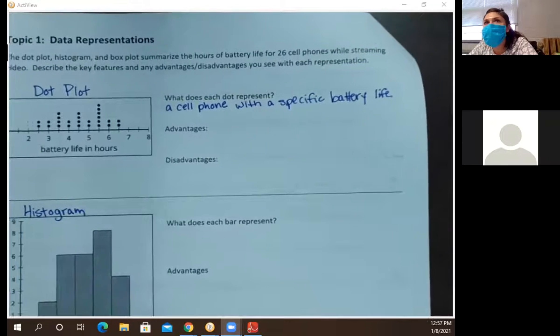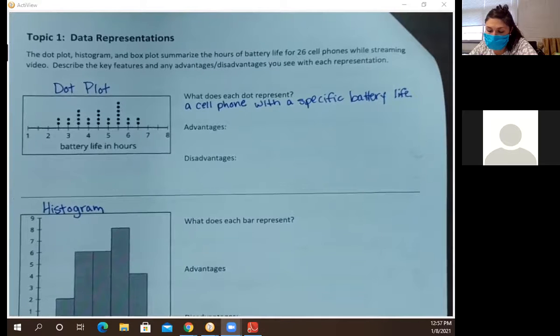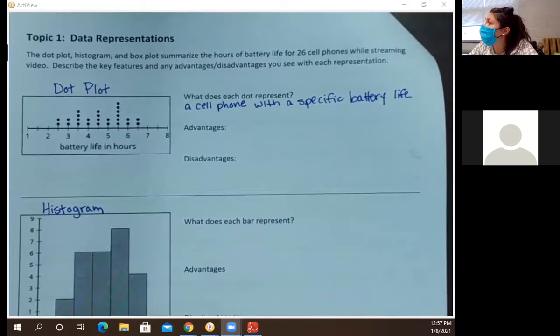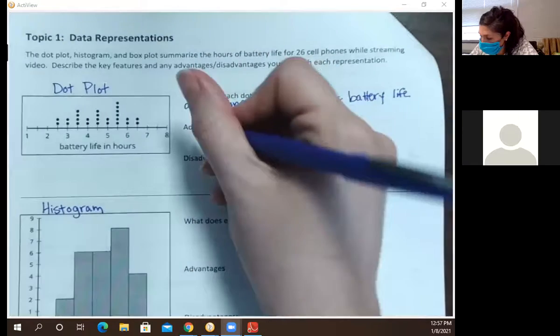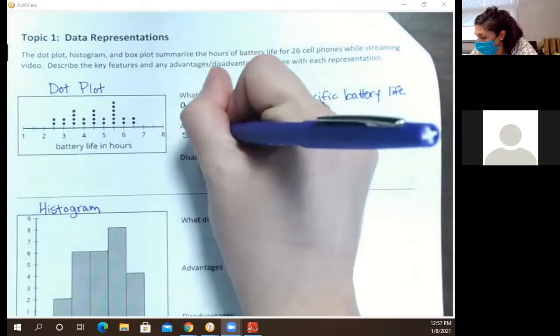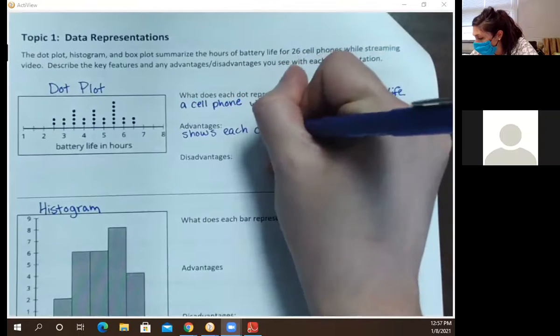That's what each of those represent. One nice thing about a dot plot is that we can actually see all of our data points. They're all here, as little dots. So one nice thing about a dot plot is that it shows each data point.